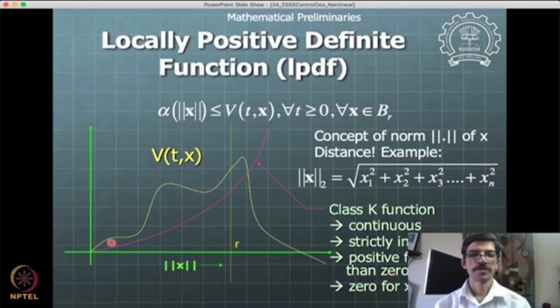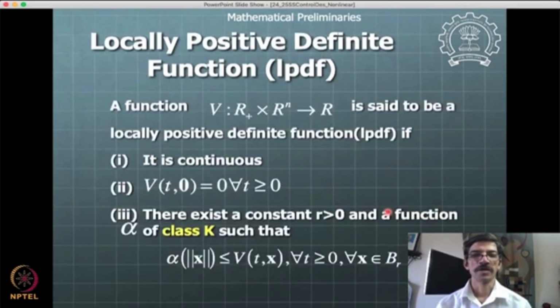Okay, so it is 0 for x equal to 0, same as the V function, and this has no time dependency. A class K function is only a function of state. There is no time dependency of a class K function. If you see, this alpha is only of x, there is no time coming here. So this alpha is a function by which V is bounded from the lower side. So V is always greater than alpha of class K. Then this function is called a locally positive definite function.